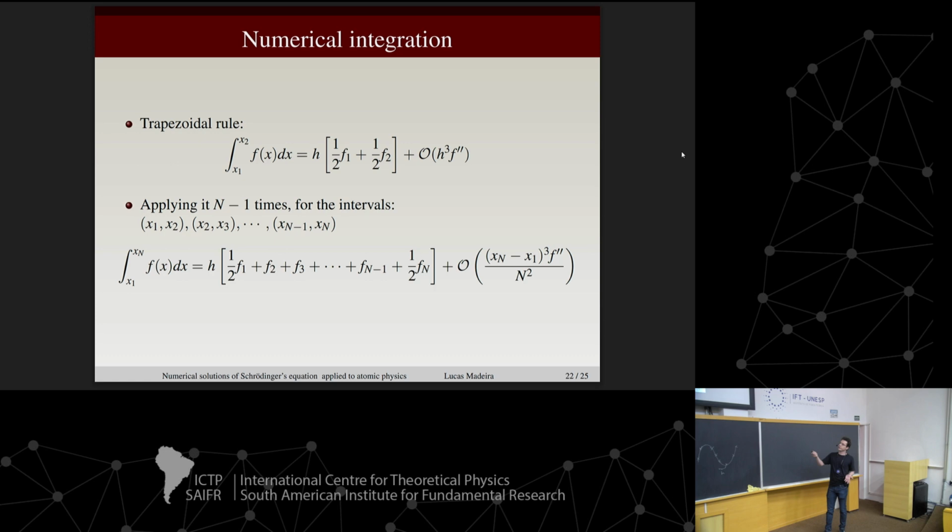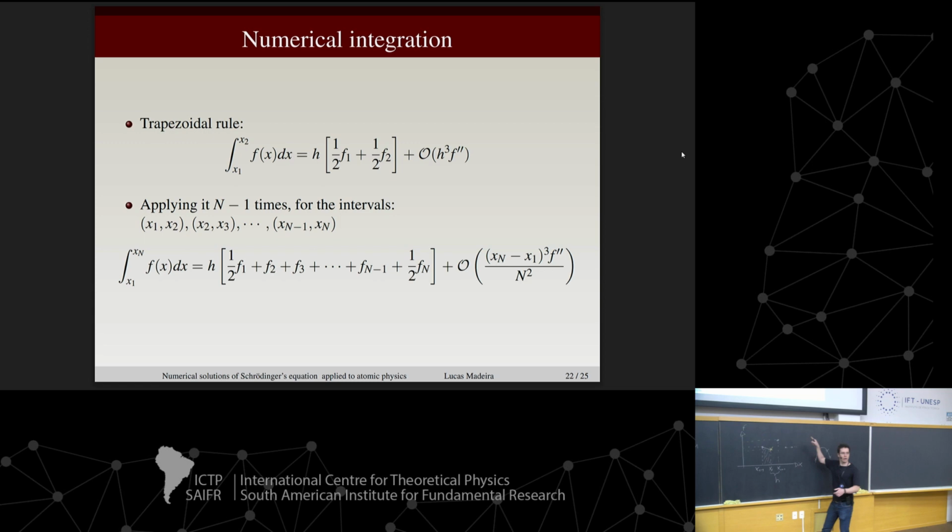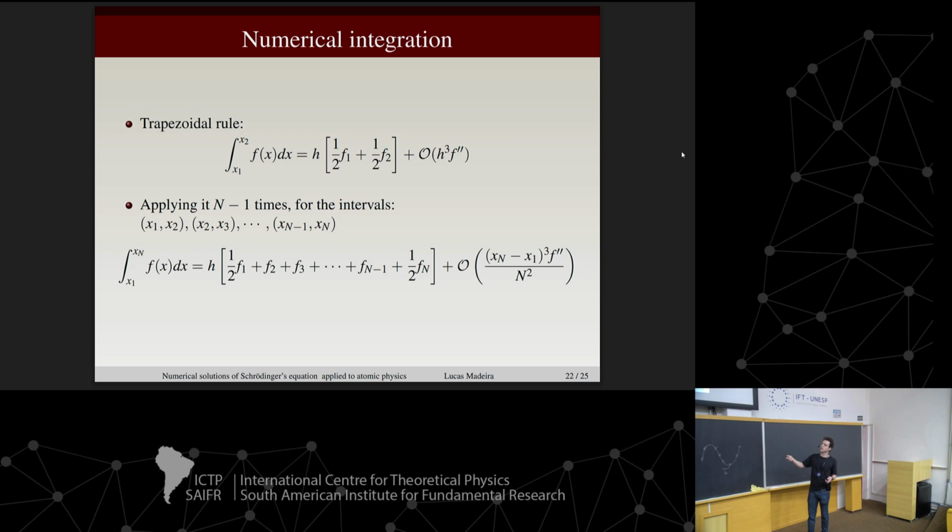This is for two points. If I apply this for all the intervals, so this one, and all of them, I get this rule that's approximating this integral from some x1 to xn. You see that the endpoints get the half factor, but for the ones in the middle, you always have half f2 plus half f2, half f3 plus half f3, so all these ones here don't get a half, only the ones at the endpoints, okay? This is the simplest thing that you could do. For the first implementation of the code, I suggest you do something like this. But you can always ask me, okay, can I do better than this? Yes, you can do better than this.